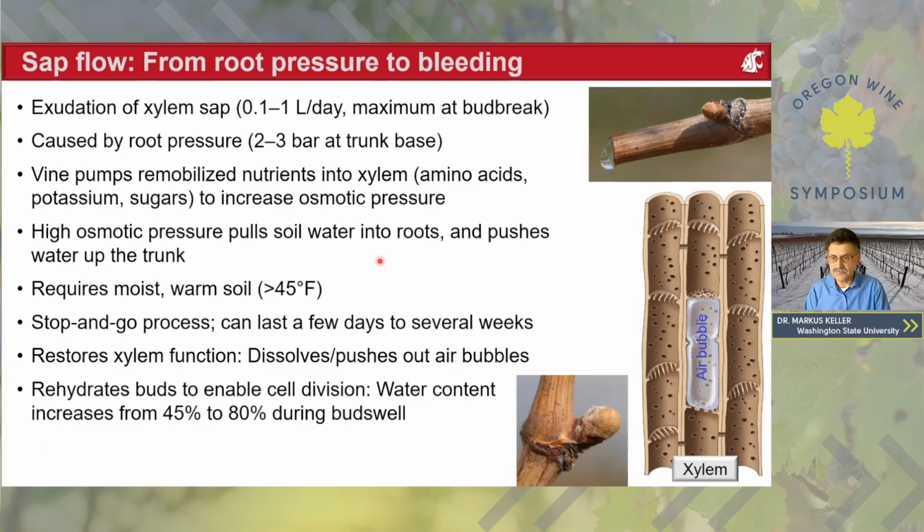It's a stop and go process. The temperature in the soil has to be above about 45 degrees Fahrenheit, or no root pressure can occur. The other function, in addition to pushing out air bubbles, is to rehydrate the buds. I've already talked about this. The water content in the bud increases from about 45 to 80% water just during that bud swell phase, and that is because root water is being pushed up through the plant.